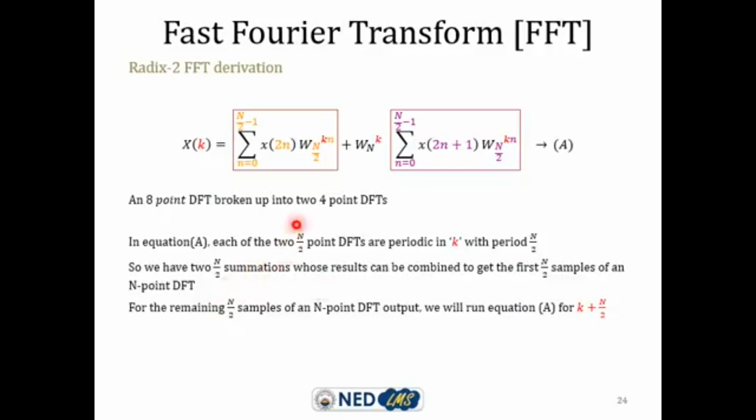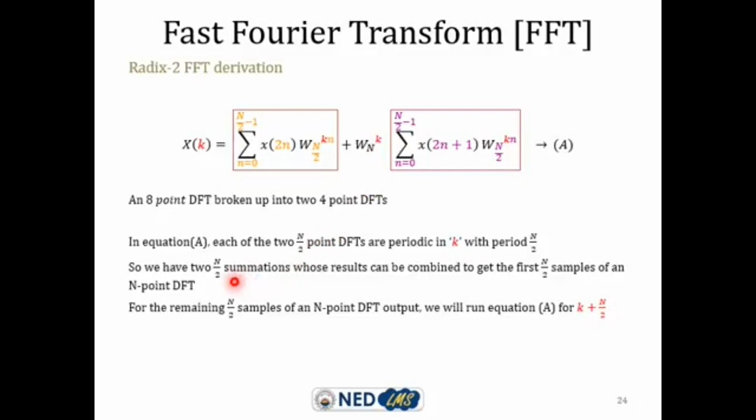And please remember that these two DFTs will repeat themselves after N by 2 samples because the length of the signal is N by 2. And this is the reason why we have substituted k equal to 0, 1, 2, 3 in the case of capital N equal to 8.